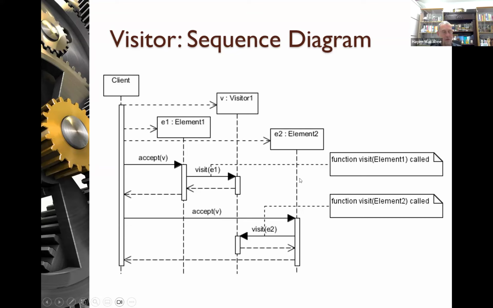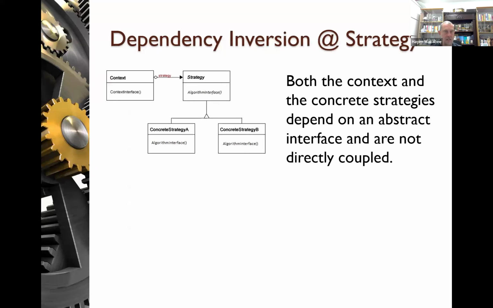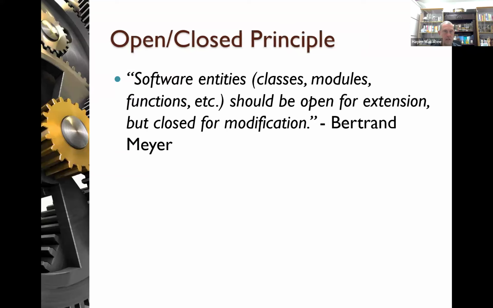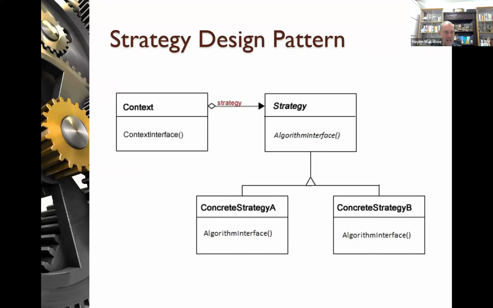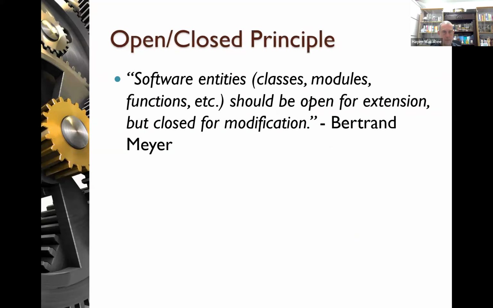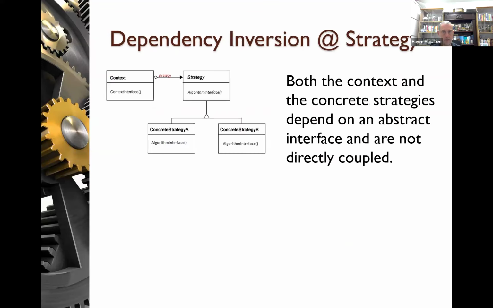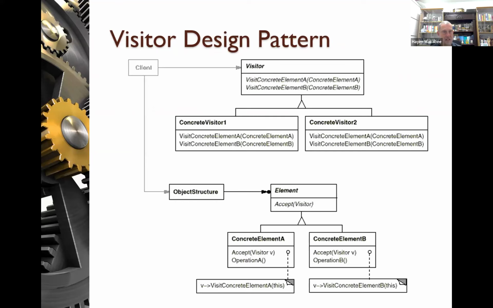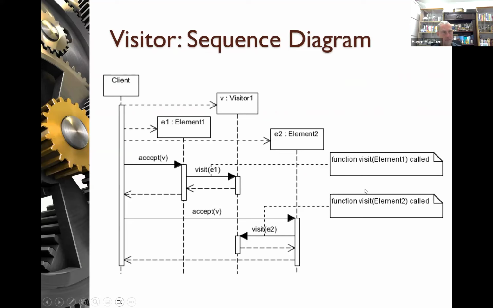This is another diagram in the Unified Modeling Language. This diagram here is a class diagram. This also is a class diagram in which you have inheritance, but this is a sequence diagram. So the client creates three objects, one visitor and two elements.